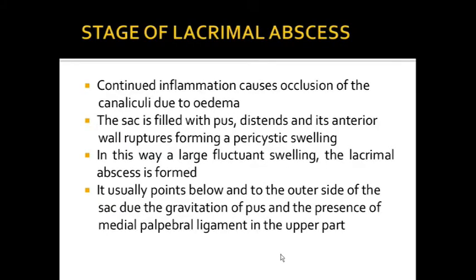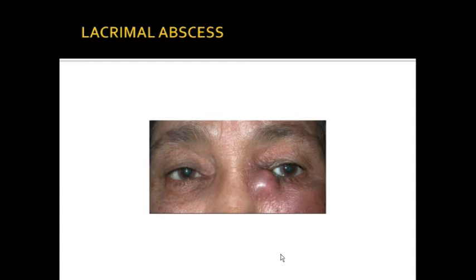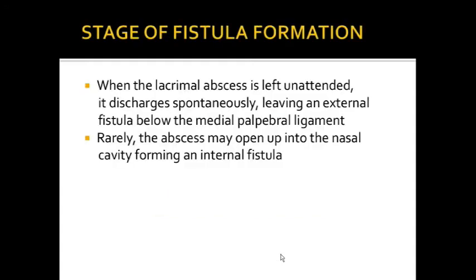Then we have the stage of lacrimal abscess. So continued inflammation, this is due to edema. The sac at this stage fills with pus, and the anterior wall ruptures. So this is how the lacrimal abscess forms. It usually points below and outside of the sac due to the gravitation of pus. This is a picture of lacrimal abscess. You will most probably get a case of acute dacryocystitis.